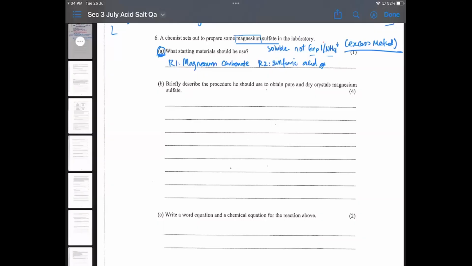Okay, so for question 6b, we're trying to produce magnesium sulfate. So as we recall, magnesium sulfate here is a soluble salt, and it is a non-group 1 salt. Therefore, it will be made by the excess method.